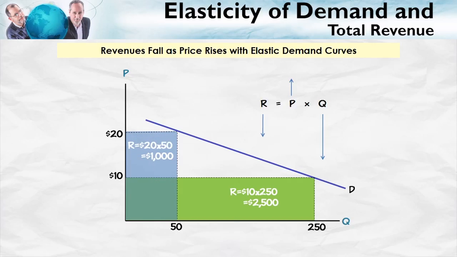Price goes up to $20, quantity demanded falls to 50, so revenue falls to 1,000. And again, you can just compare the sizes of these revenue rectangles to see which way the relationship goes. And of course, this also implies going from a price of $20 to a price of $10, revenues increase. So with an elastic demand curve, when the price goes down, revenues go up.